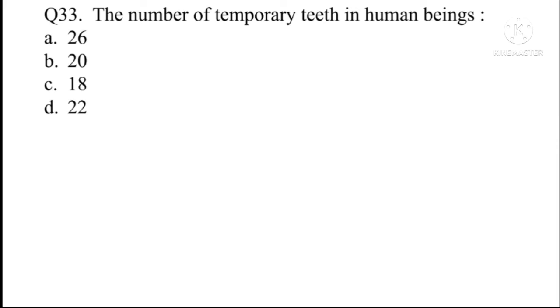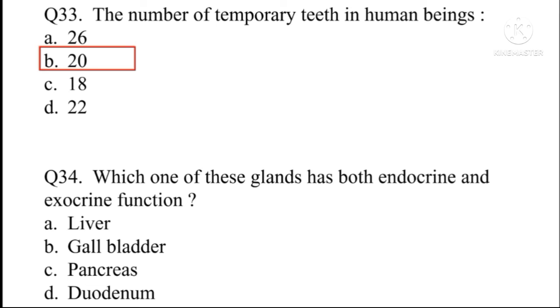Options are option A 26, option B 20, option C 18, option D 22. Its correct answer will be option B 20. Next question, which one of these glands has both endocrine and exocrine function? Options are option A liver, option B gallbladder, option C pancreas, option D duodenum. So its correct answer is option C pancreas, because pancreas has both endocrine and exocrine functions.